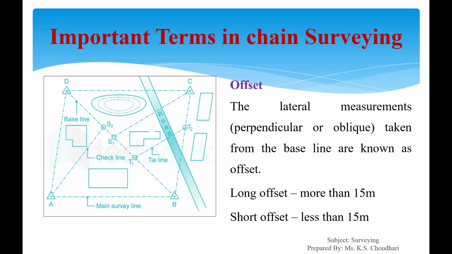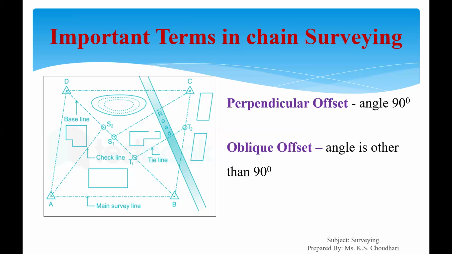Now, offsets. The lateral dimensions, perpendicular or oblique, taken from the baseline are known as offsets. There are two main types of offset, that is long offset and short offset. When the distance is more than 15 meters, it is known as long offset. And when the distance is less than 15 meters, then it is known as short offset. Perpendicular offset, when angle is of 90 degree. Oblique offset, when angle is other than 90 degree.